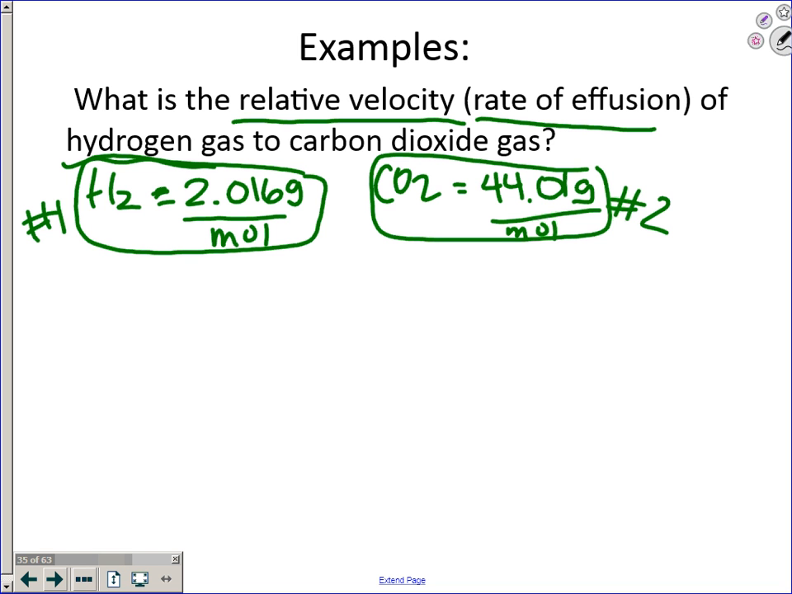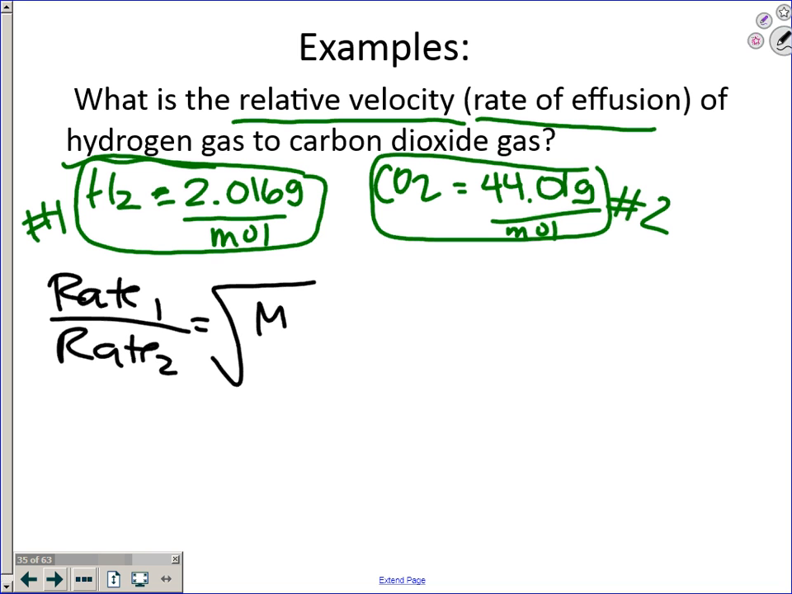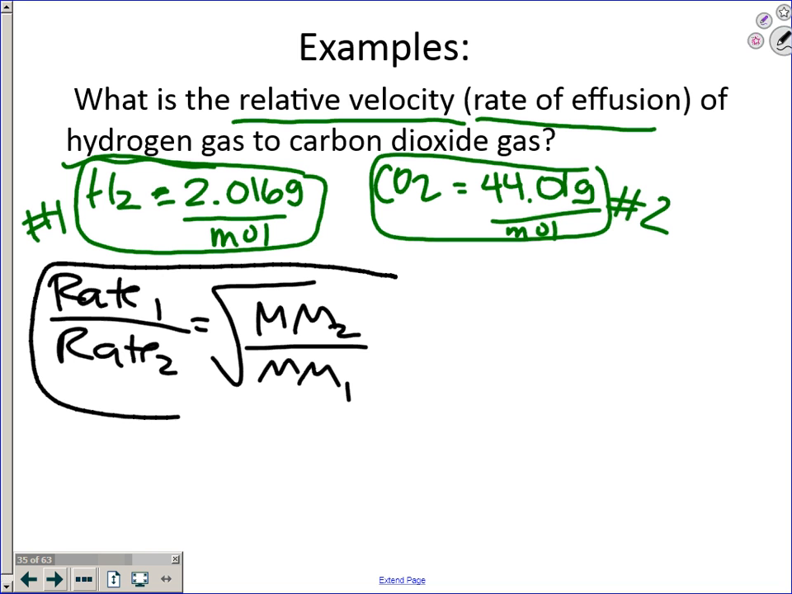What is the equation to find the rate of diffusion? Well, hold on. I'm not plugging numbers in first. Give me just the generic equation. Rate 1 over rate 2 equals square root of molar mass 2 over molar mass 1. Beautiful. Okay, so this is what we have. Let's plug in the right stuff now.